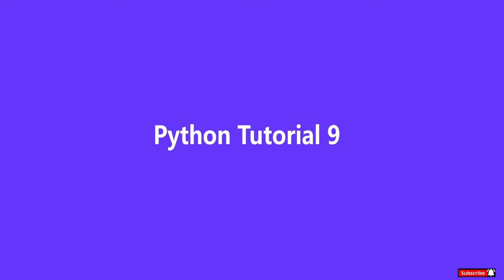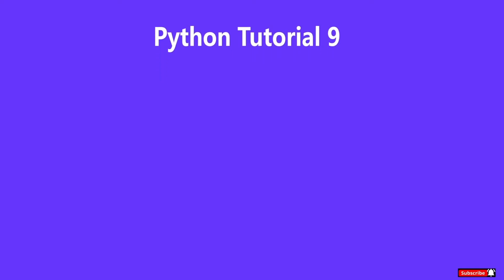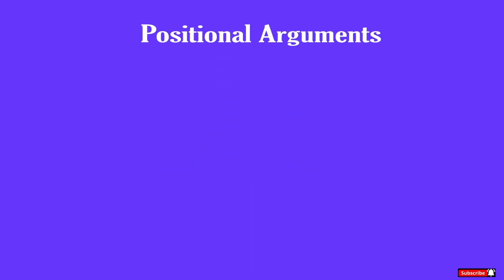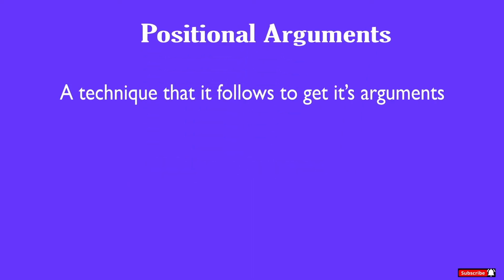If you truly want to learn completely about functions in Python, then watch this video till the end. In the previous tutorials, we have learned what is a parameter, what is an argument and the difference between them, and even the positional arguments. As we have seen, positional argument is a technique that assigns the ith argument to the ith parameter.